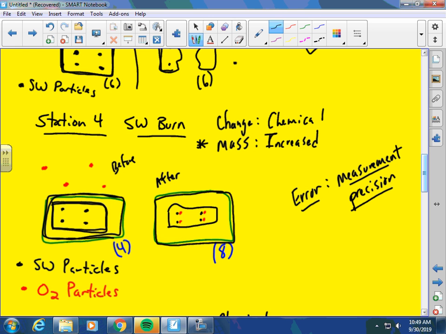So this would show 4 going up, increasing in the number of particles, mass increased. So that's what you're going to get. Maybe you get a quiz question that shows you data that shows a mass increase during a change, then you're going to know it has something to do with burning something. Oxygen coming from outside in.